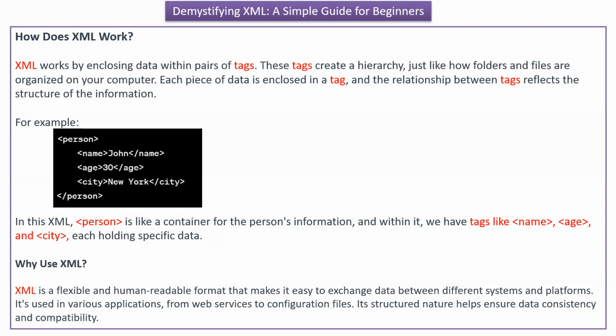Now we will see why we need to use XML. XML is a flexible and human readable format that makes it easy to exchange data between different systems and platforms. XML is used in various applications from web services to configuration files. Its structured nature helps ensure data consistency and compatibility.